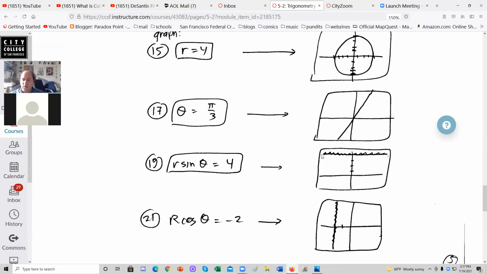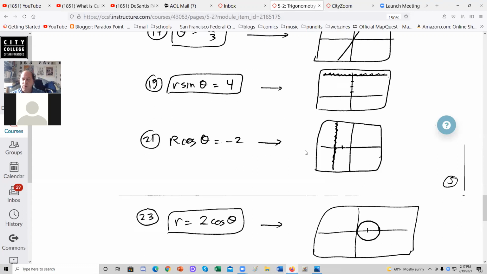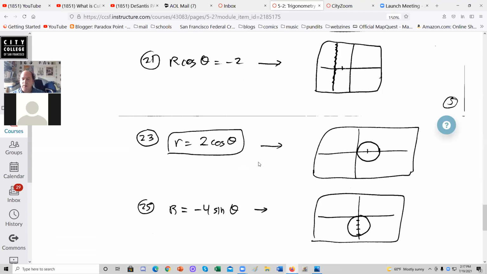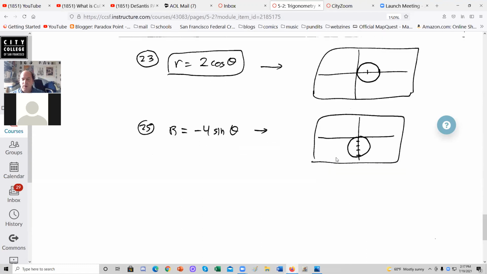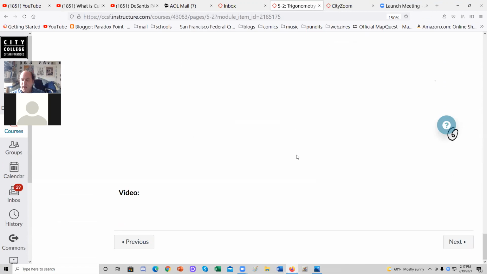r sine theta equals 4. It's a horizontal line like this at height 4. r cos theta equals negative 2. It's a vertical line at x equals negative 2. r equals 2 cosine theta, a circle tangent to the origin like this. r equals minus 4 sine theta, a circle like that. Okay, I'll leave that with that.